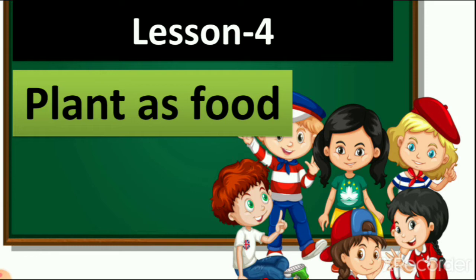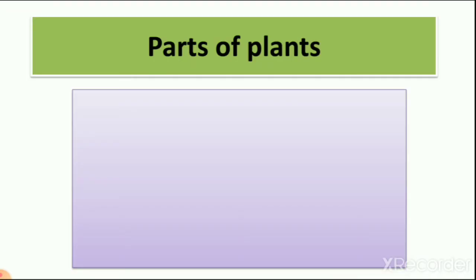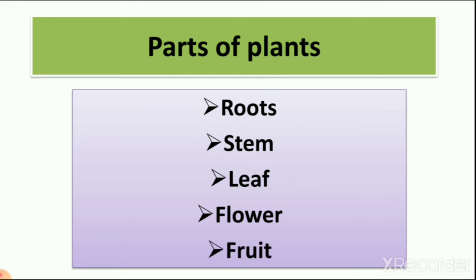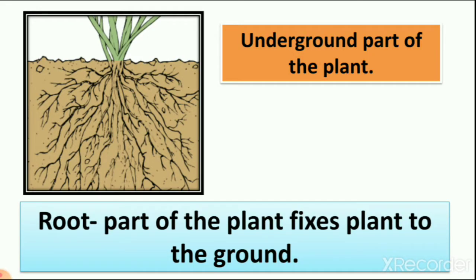Today we see the different parts of the plant which we eat and which part of the plant each one is. We learn in this lesson that there are 5 parts of the plant. Plants have many parts. Which are they? Roots, stem, leaf, flower and fruit. So a plant has 5 parts. Now let's see which part has what work.